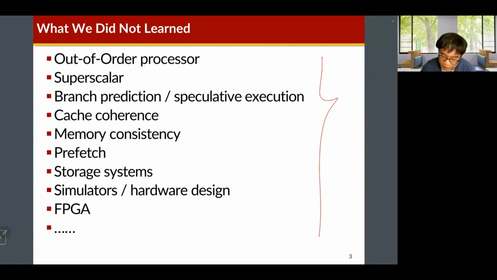And the superscalar, branch prediction, cache coherency, and memory consistency, and then some prefetch, and then other systems like storage systems. So these are not covered by this course. These topics are usually covered in the advanced computer architecture course. Also some courses are provided in the graduate school. Okay. So if you are interested, then you can study further in these advanced topics. Okay.